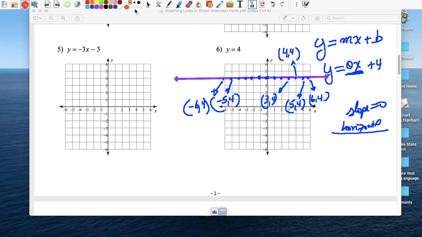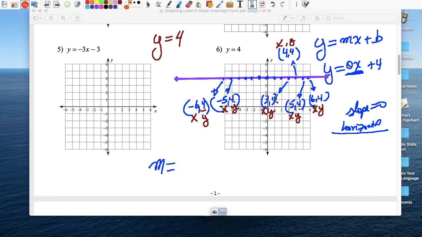Notice that every single point on this line, if you do x and y, x and y, x and y, what is your y value? All of these, the y value is 4. 4, 4, 4, 4, 4, 4. Right? And isn't that what the original equation said? Give me a line where all the y's are 4. That's what that's saying.